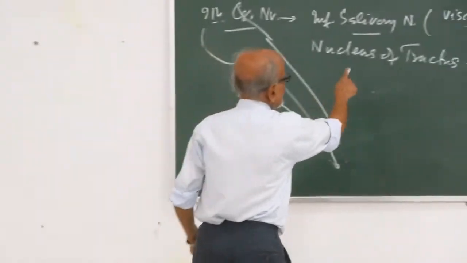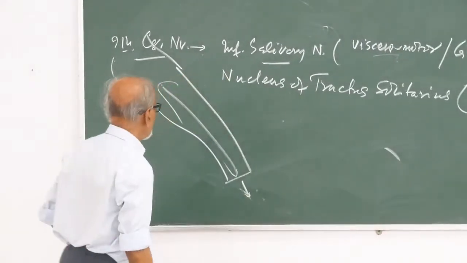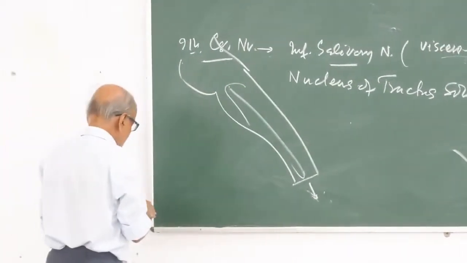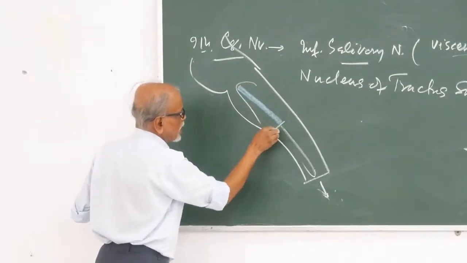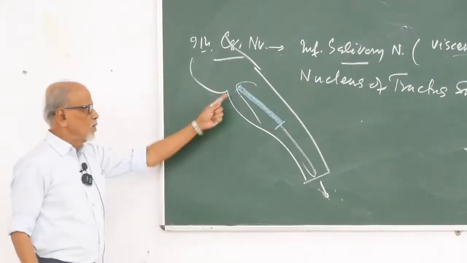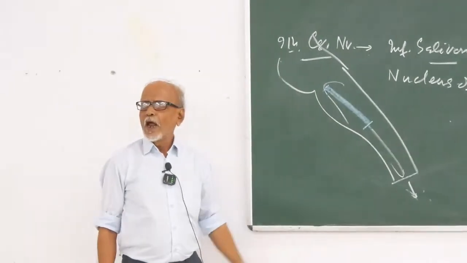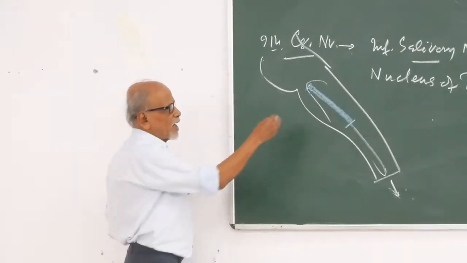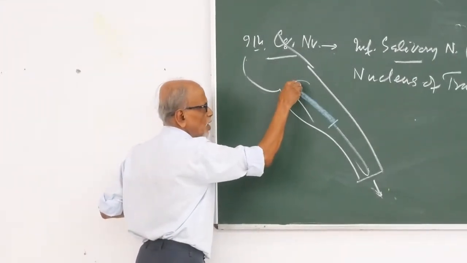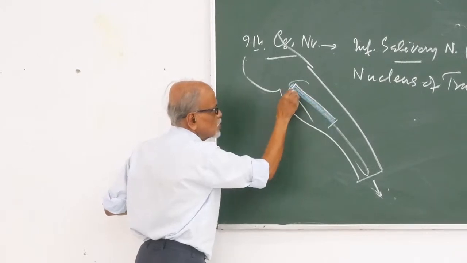So in this medulla oblongata we will be finding this nucleus. This nucleus will be like this. It is a long nucleus, an elongated column, and overlying this nucleus we will be finding a tract of nerve fibers.